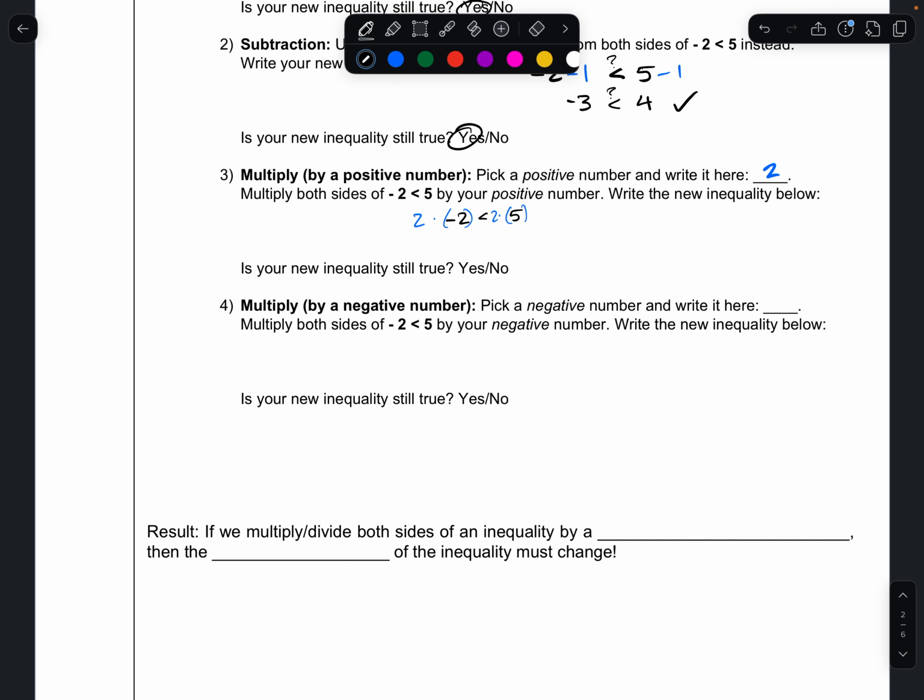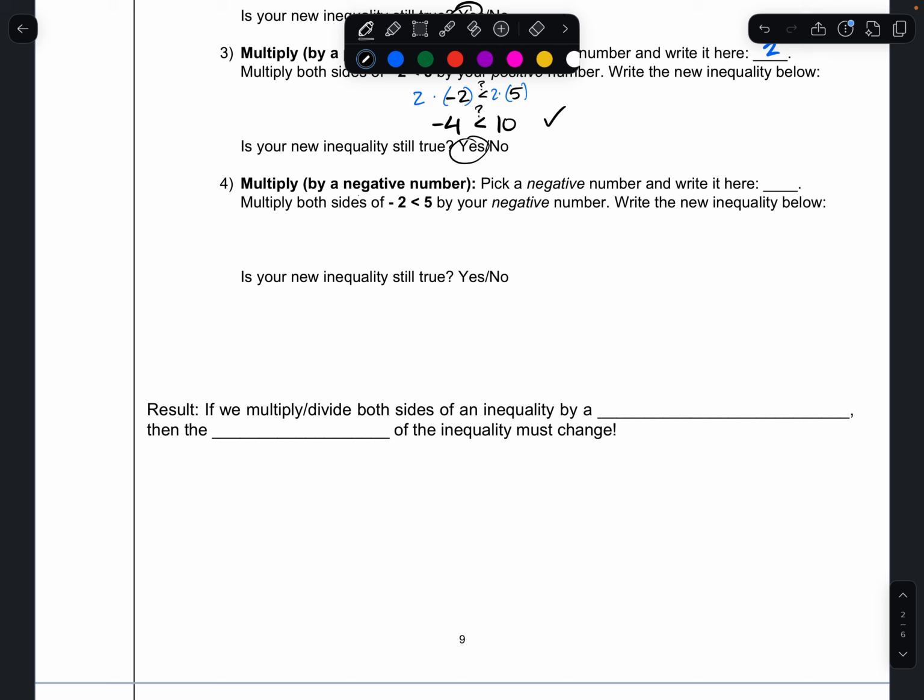2 times negative 2 is negative 4. Oh, I should put a question mark here. We're asking, is this still true? So is negative 4 still less than 2 times 5? Is that still less than 10? Yes, it's true. So we can also multiply both sides of an inequality by a positive number.